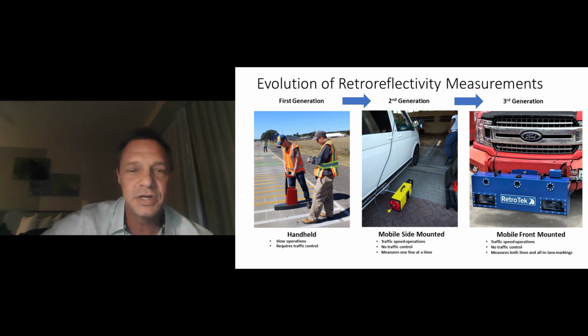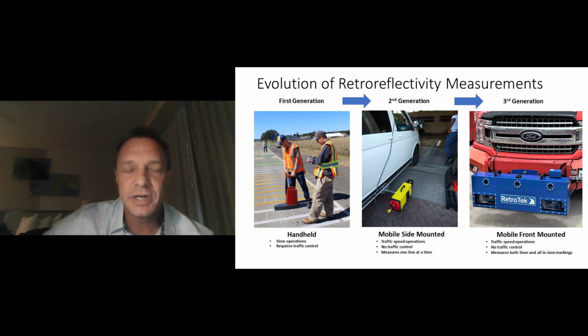The second generation is a huge improvement over the first. It's a mobile device, and this is probably the most used in terms of mileage of retroreflectivity measurements made today. It's a side-mounted unit. You can drive your roads at traffic speed, day or night, no traffic control needed, and it measures one line at a time.